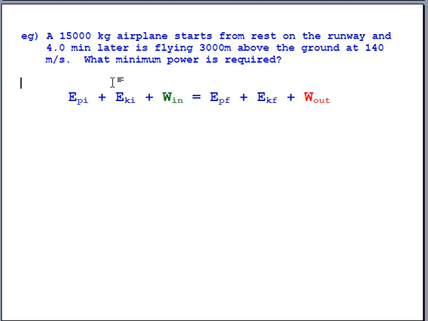So it looks to me like we're going to have to lift the plane up, and we're going to have to make it go fast. And I'm going to ignore this. Let's pretend there's really no heat. The plane starts off on the ground, so the potential energy initially is 0, and it starts at no speed, starts from rest. And here's that work in.